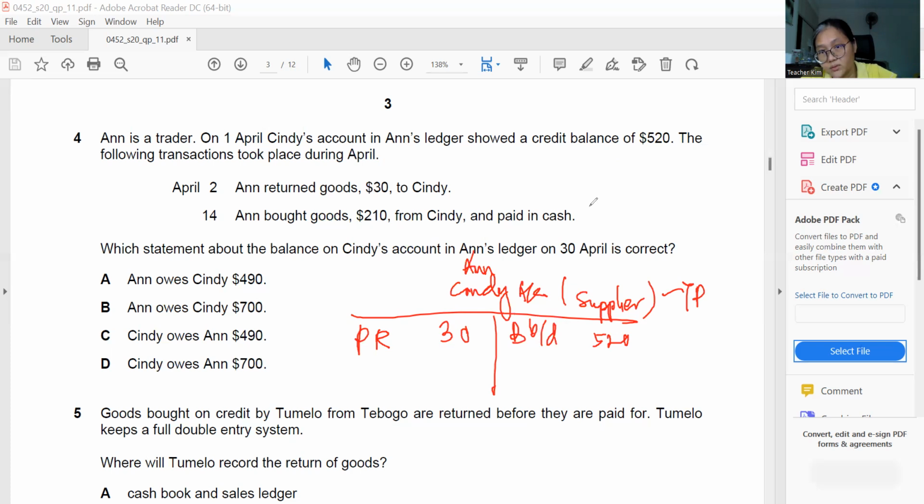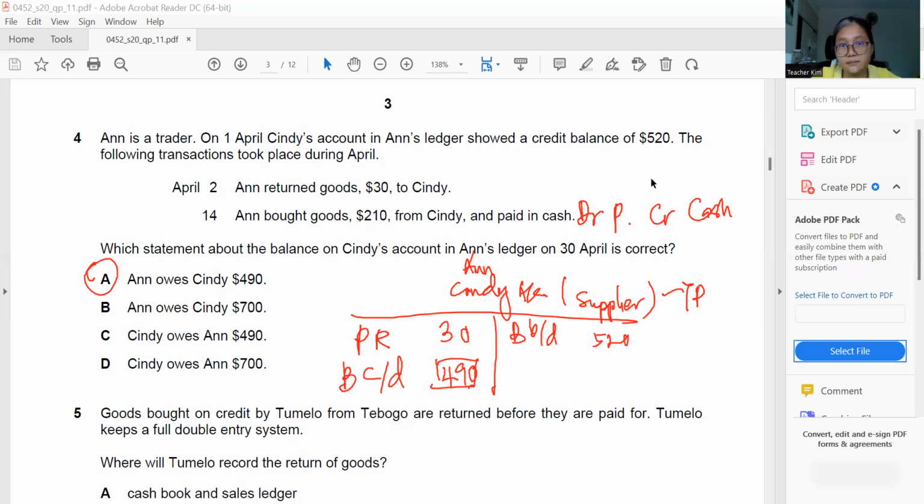This double entry doesn't go in here. The double entry should be debit purchases, credit cash. So nothing to do with the Cindy account. So which statement about the balance on the 30th? What is the balance carried down amount here? Take 520 minus 30, so we get 490. So who is owing who? N is owing Cindy. So the answer should be A. N owing Cindy 490.